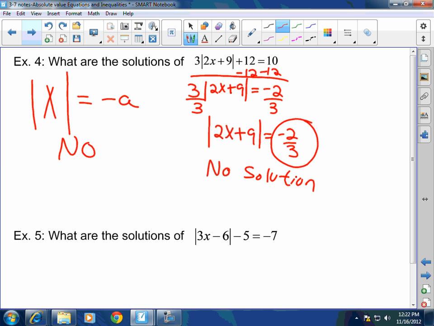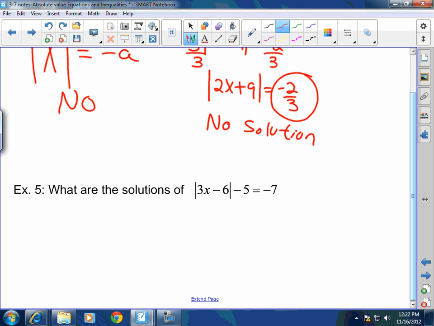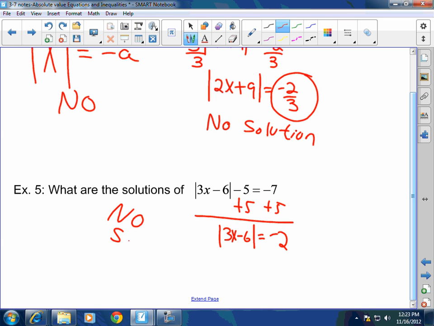Okay? Now look, it's not good enough to say no solution in this one. Because is the absolute value alone yet? No. You cannot determine that until it's alone. So you add 5 to both sides. Absolute value of 3x minus 6 equals negative 2. Can an absolute value equal a negative? So that is no solution. So whenever an absolute value is equal to a negative, it's no solution.